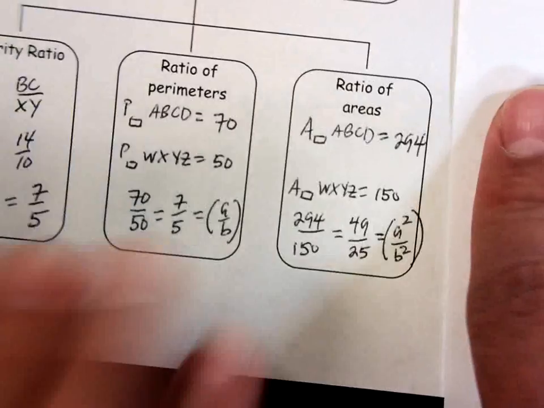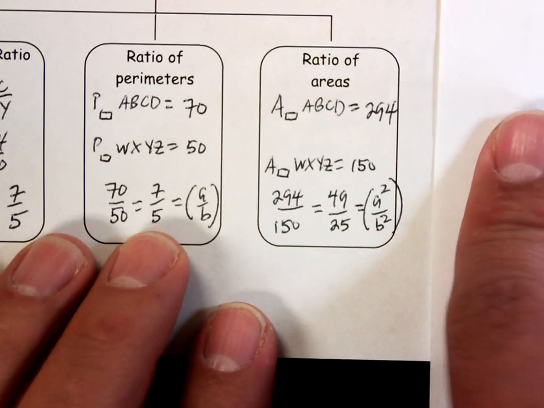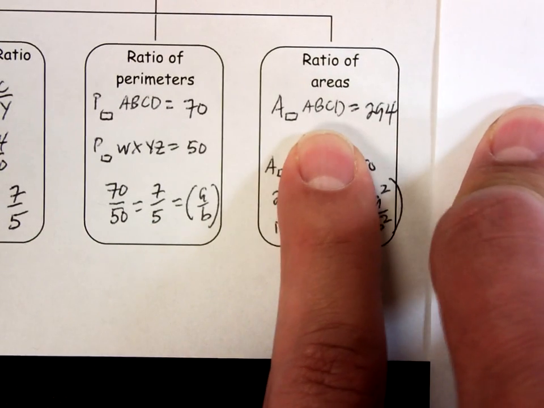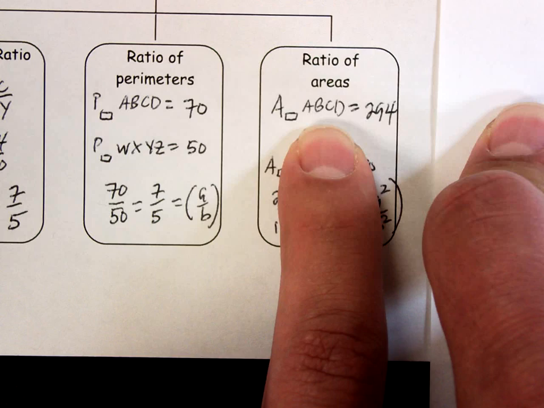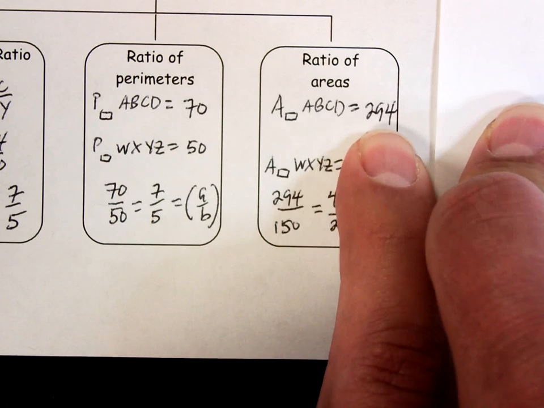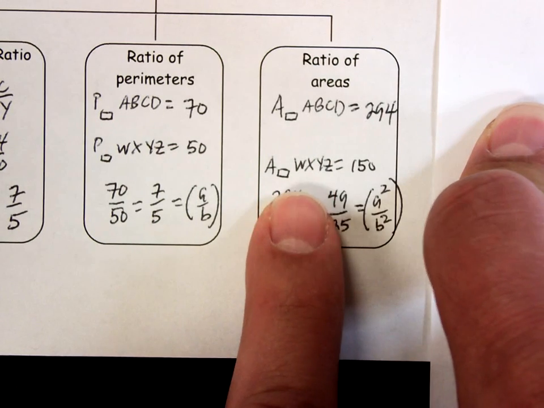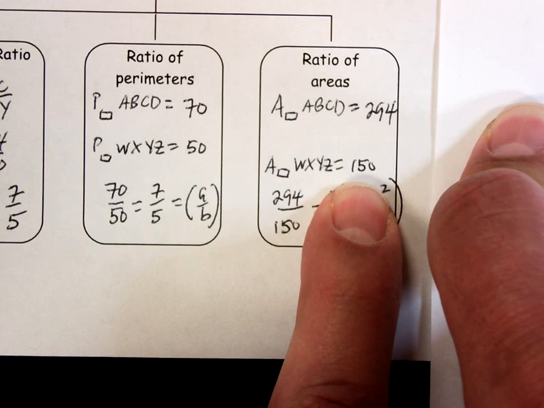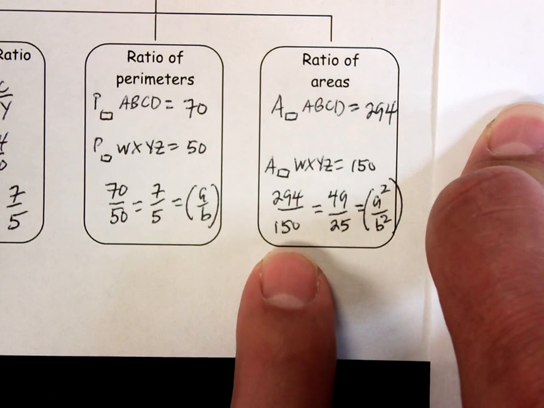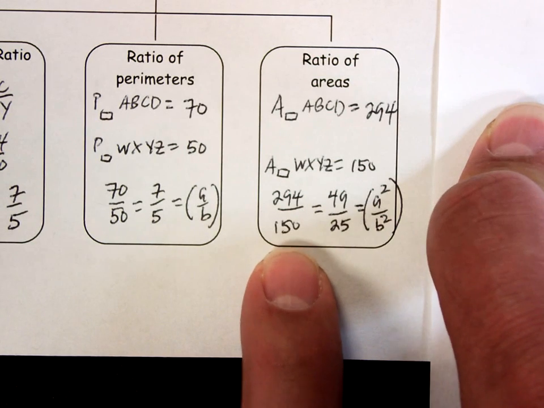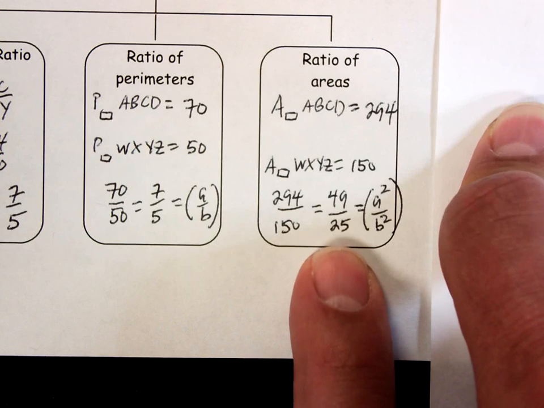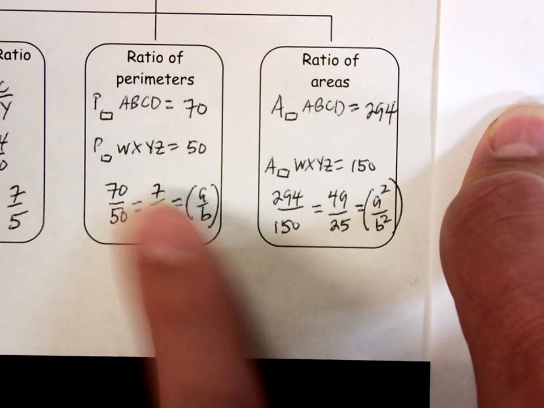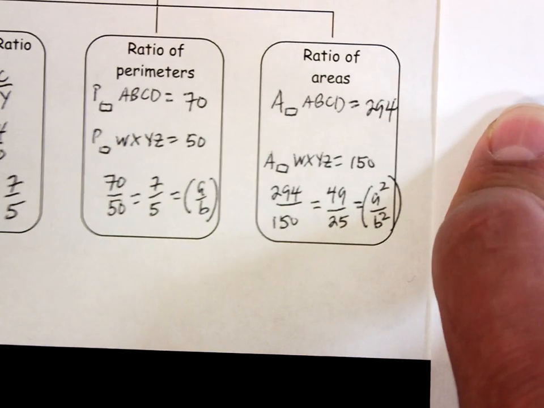Now, I should be thinking about areas. Area of the rectangle is length times width. Area of rectangle ABCD is 294. Area of rectangle WXYZ is 150. If I take 294 over 150, I can use my calculator to figure out that it's 49 over 25, which does match up. It's equal to my perimeter in similarity ratios squared.